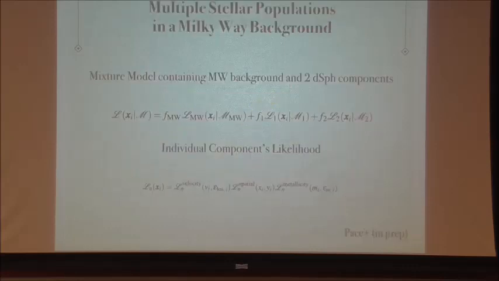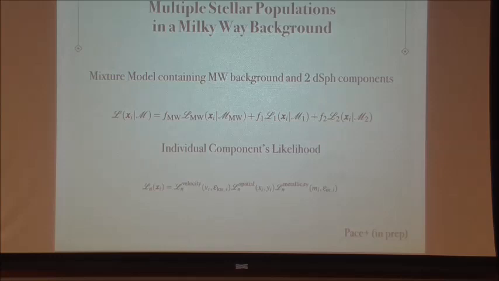I took a lot of the statistics out of this for your benefit. But at the simplest, to disentangle the multiple stellar populations, you can think of it as a mixture model. You have a Milky Way background, and then you have 2 components of the dwarf spheroidal model. Each of these components is composed of velocity, spatial, and metallicity information. We're going to disentangle the populations using a combination of all this information.